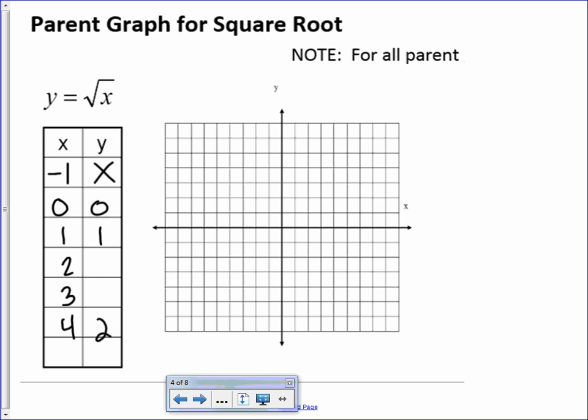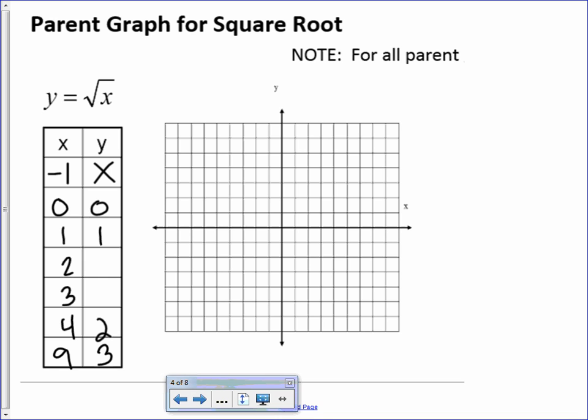What's another good x I could put in then? 9 would be the next best number, right? Because the square root of 9 is 3. So if you were going to take the route of doing a table of values, I would recommend choosing your values of x wisely so that you actually can take the root of them. Like we're going to choose 1, we're going to choose 4, we're going to choose 9, because we know the square roots of those numbers.